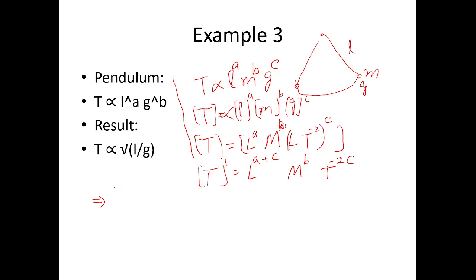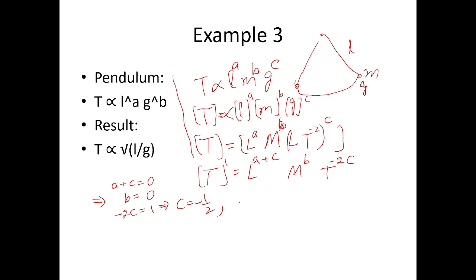So equating the power, A plus C is 0 because there is no L on the left side, and B is straight away 0 because there is no M on the left side, and minus 2C is T minus 2, matching T to the power 1. So that implies that C is minus 1 by 2.